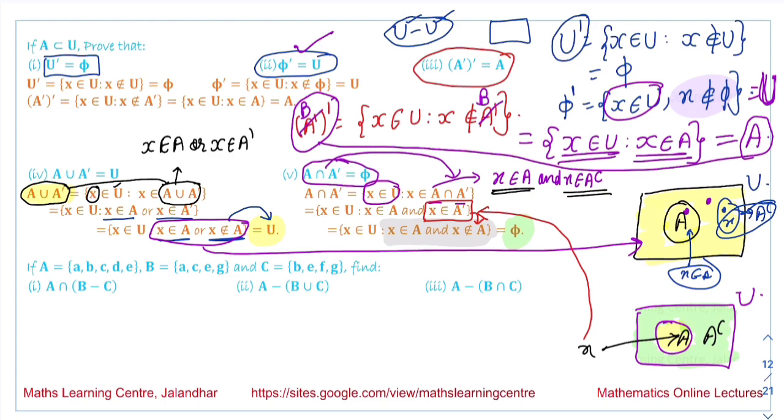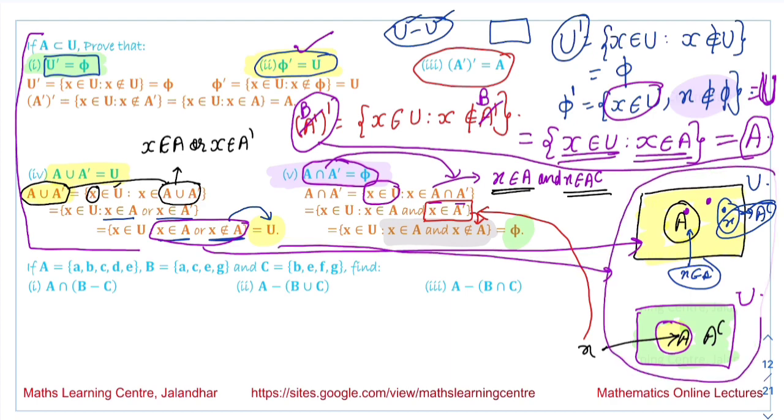So these are four results that you must remember: the complement of the universal set is equal to phi. The complement of the empty set is the universal set. The union of the set and its complement is equal to the universal set, and the intersection of the set with its complement is equal to the empty set. These proofs are easier to see or visualize using Venn diagrams. If we use a Venn diagram, these proofs are quite simple to realize.